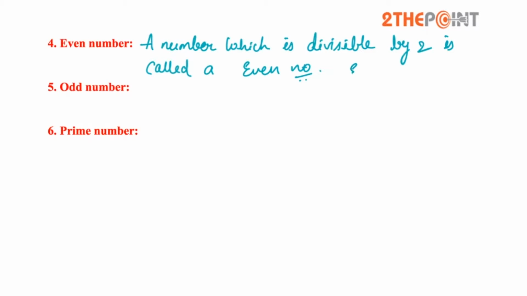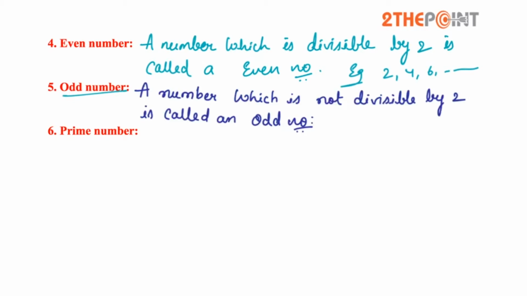Even number: a number which is divisible by 2 is called an even number. Example: 2, 4, 6 and so on. Odd number: an odd number is exactly opposite to the even number. That means a number which is not divisible by 2 is called an odd number. Example: 1, 3, 5, 7 and so on.